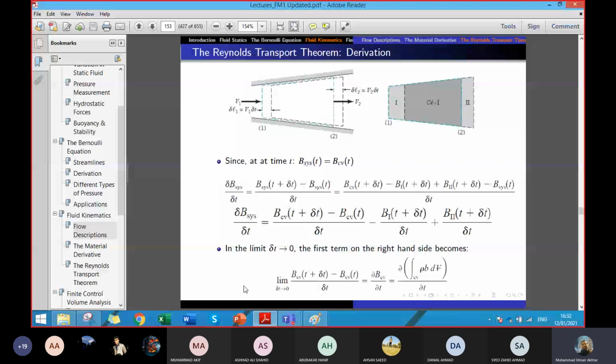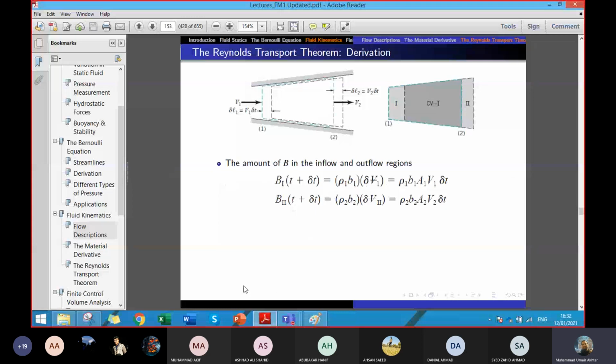What about B1 and B2? B1 would be density at point 1 into property at point 1 into volume 1, right? And B2 would be? Yes, sir. Rho 2 b2 into volume at point 2. So that's not difficult. And now we can write volume as, and that's the thing to understand.